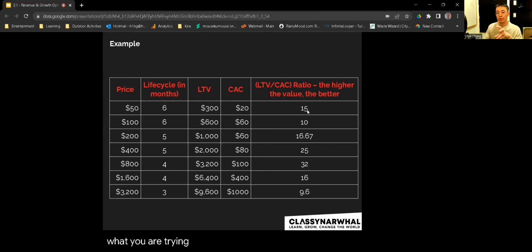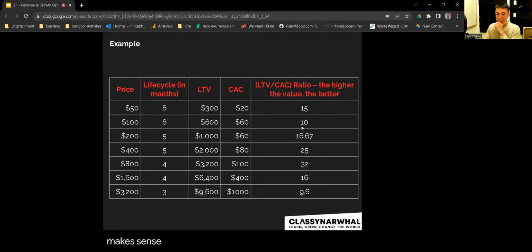And what you are trying to do as you try to optimize pricing is you're looking at this thing called the LTV over customer acquisition cost ratio. The higher this number, the better. And why is because what you can see over here is, for example, at $50, you get $300 per customer, and it costs you $20 to acquire them. The ratio here is 15. As you increase the price, naturally, your customer value is going to increase. But if it is too difficult to acquire them, then the number is going to become lower.